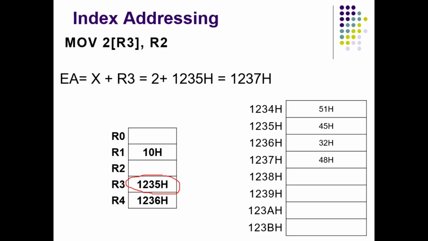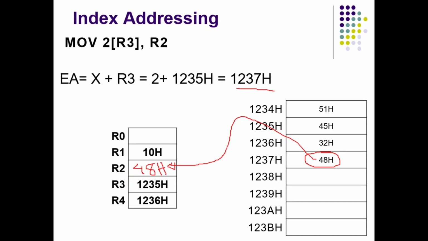So now what happens when this instruction executes? Once the processor finds out the effective address, from that effective address the data is transferred to R2. That means the effective address is 1237, so the data is 48H. It will be transferred to the R2 register.